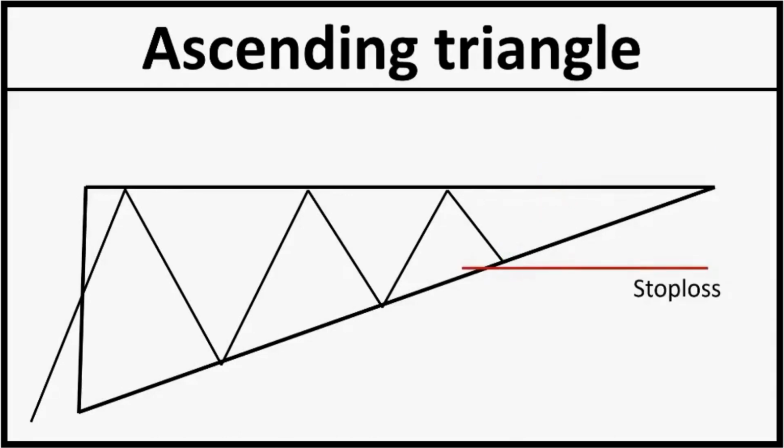But one thing to remember here is that if the stock breaks the trend line, then this is called a pattern failure. The stock may fall down or give a consolidation. So here our stop loss plays a very important role.